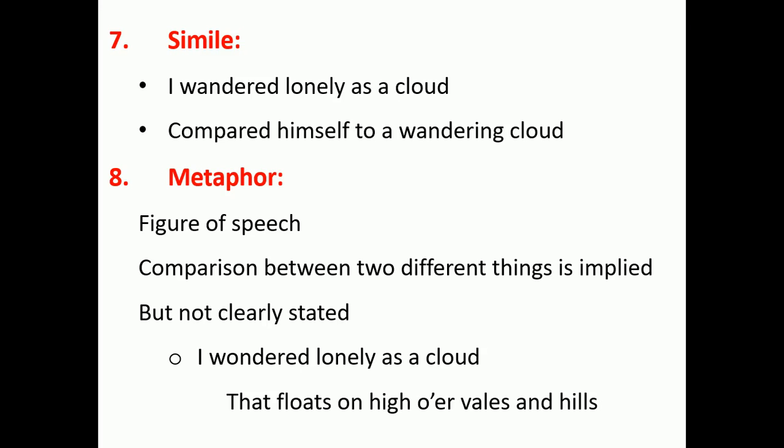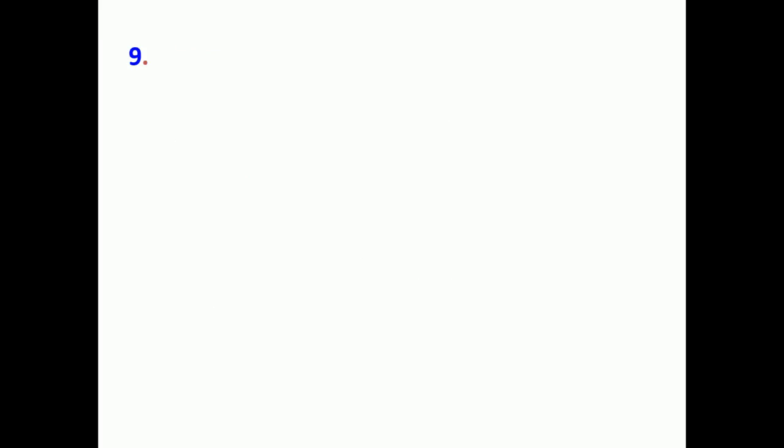How is this comparison taking place? I wandered lonely as a cloud. What's the speciality of the cloud? It's always away from the landscape, away from the surface of the earth. So he speaks about the state which is there in the atmosphere, away from the landscape. Okay, in such a way he has stated, but it is not clear. So this is the figure of speech he used. What is that figure of speech? Metaphor, to beautify the poem.